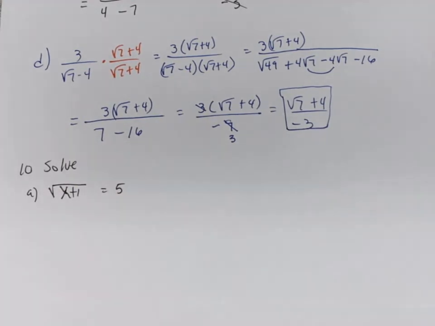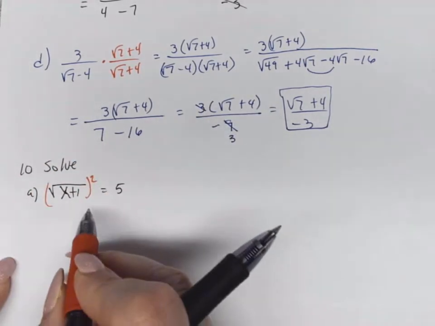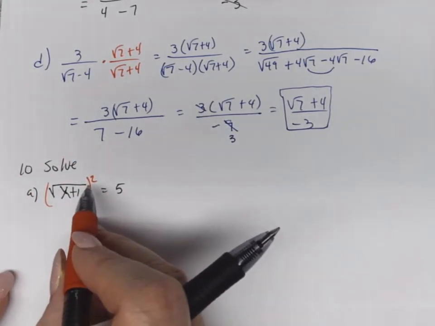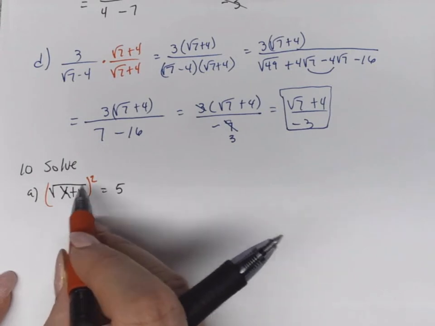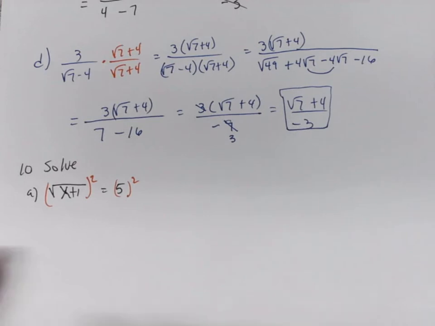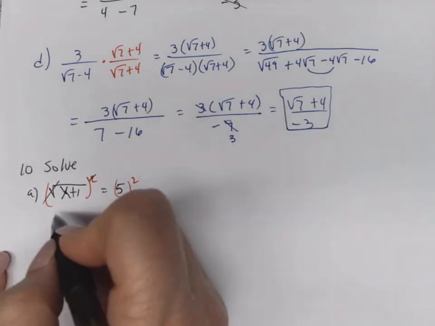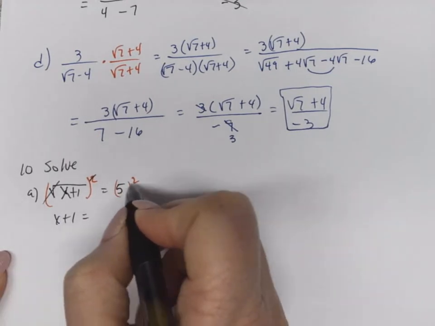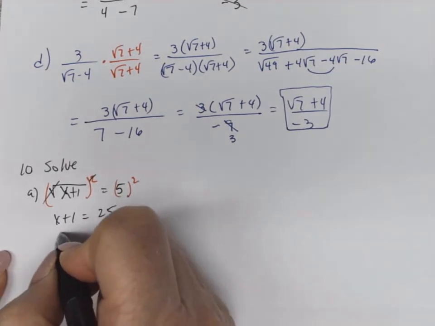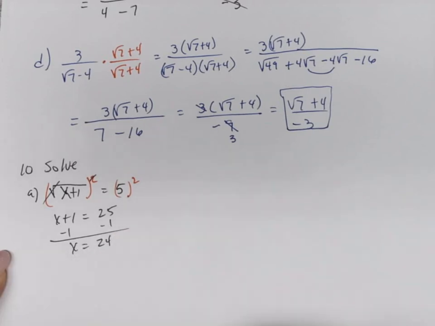So here, in order to solve for x, we have to get it out of the radical. So what we're going to do is raise it to the same index. So x plus 1, we're going to square both sides. So this square will take care of that square root. So we have x plus 1 equal to 5 squared, which is 25. Subtract 1 from both sides, you get x equal to 24.